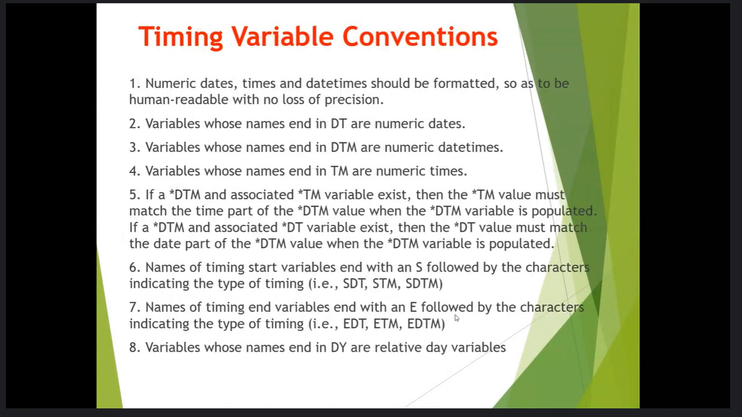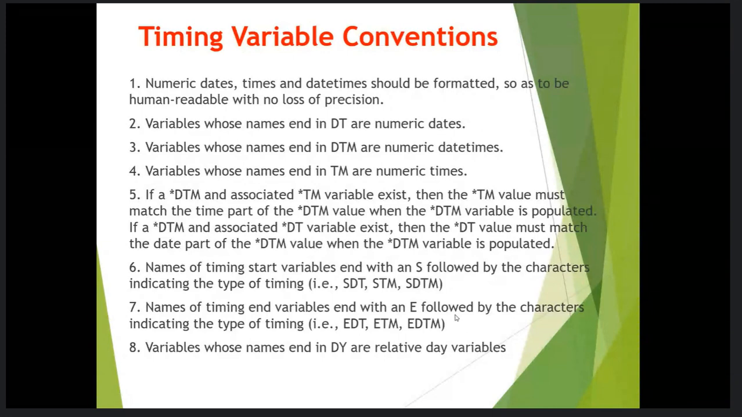And then I told you about timing variables. The timing variable should be numerical. We should have a human readable format with no loss of any precision. If any variable ends with DT, that is a date numerical. If it ends with DTM, date time numerical. Any variable ending with TM, time numerical. If any variable ends with SDT, start date numerical. STM, start time numerical. SDTM, start date and time numerical. In the same way, EDT, end date, ETM, end time, EDTM, end date and time numerical.